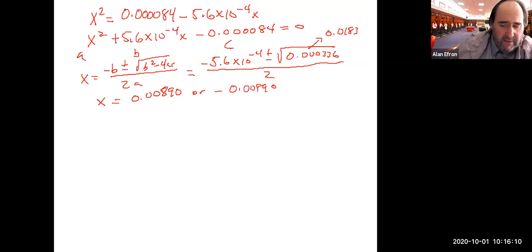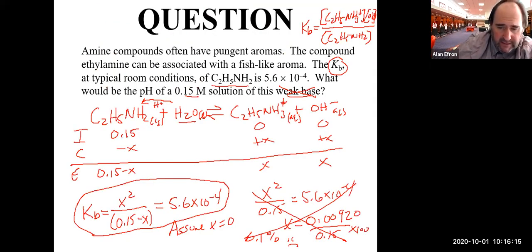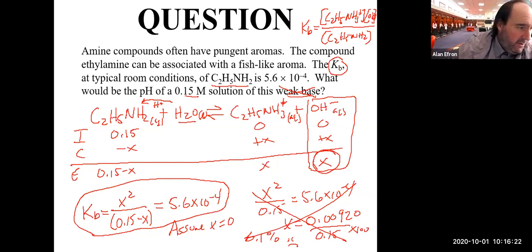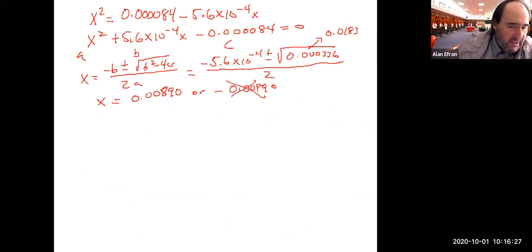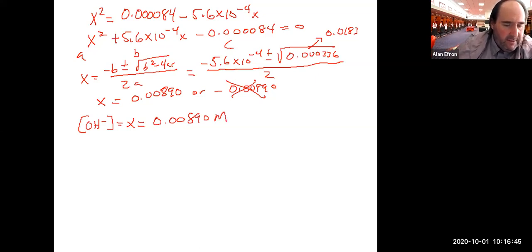or minus 0.00890. As we know and can see from our table, if we go back and look at it, we are obviously interested here in our hydroxide concentration, which is equal to x. So clearly the negative number here cannot be the right one, as that will give us a negative concentration. So that's not so good. That means that in this case, the hydroxide concentration, remember you're not getting the H plus here, is equal to x, which would equal 0.00890 molar. Any questions up to that point there?